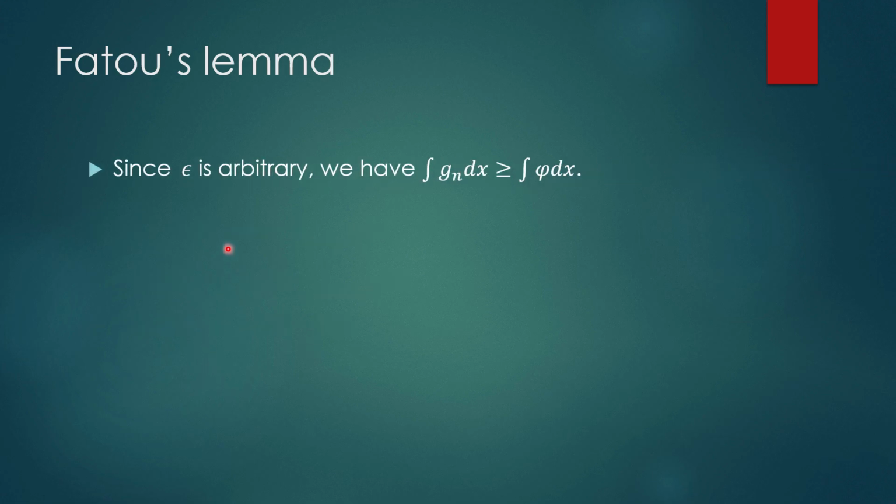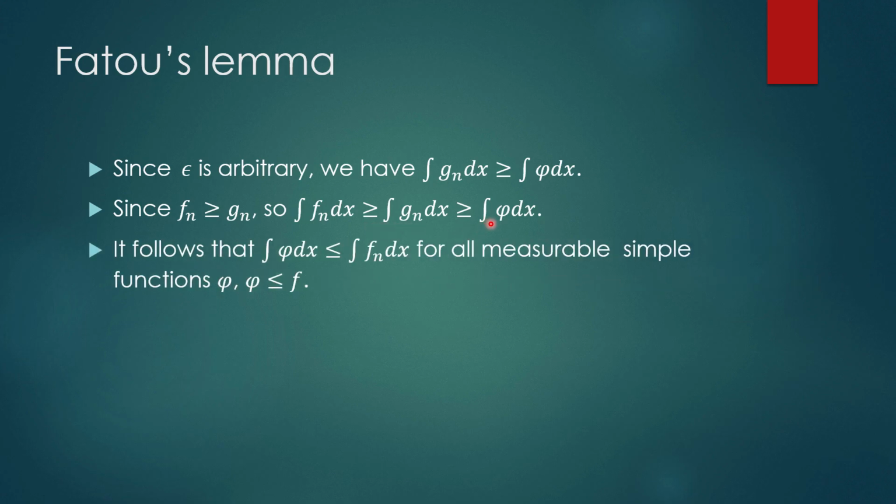Okay, since epsilon is arbitrary, what do we have? The integral of G_n dx is always greater than or equal to the integral of phi dx. All right, so again F_n is greater than or equal to G_n, therefore the integral of F_n dx will be greater than or equal to the integral of G_n dx, and that is greater than or equal to the integral of phi dx. So it follows that the integral of phi dx is less than or equal to the integral of F_n dx for all measurable simple functions phi such that phi is less than or equal to f. So therefore taking the supremum here also will be less than that side. All right, therefore the integral of phi dx is less than or equal to the limit infimum of the integral of F_n dx. Okay, so taking the limit infimum here, this inequality doesn't change.